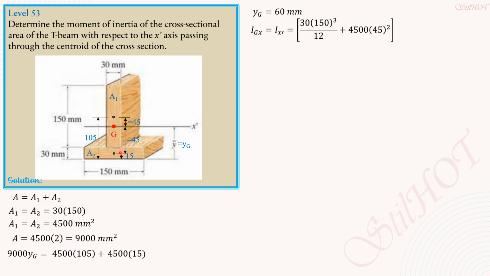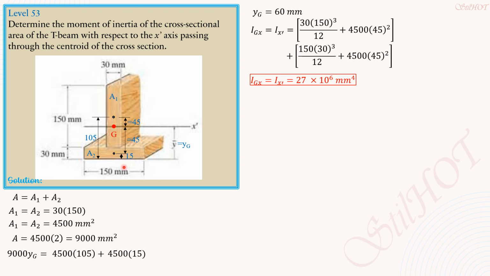Then plus moment of inertia of this figure with respect to the centroidal axis, 150 times 30 cube over 12 plus area, which is also 4,500. Distance is also 45, but quantity squared. So 150 times 30 cube over 12 plus 4,500 times 45 square. So combining, Igx or Ix prime equals 27 times 10 to the 6 mm to the fourth.